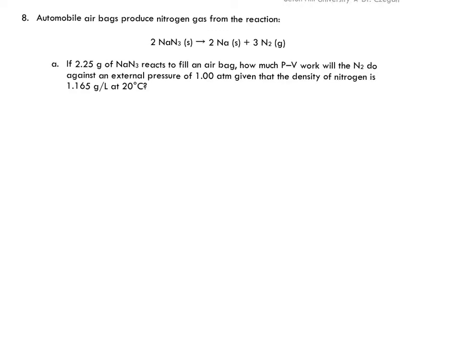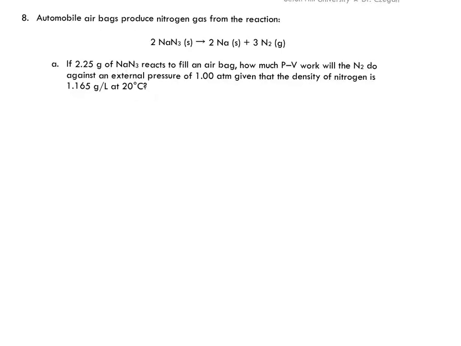Airbags produce nitrogen gas from the reaction 2NaN3 solid breaks down into 2Na solid and 3N2 gas. So we have a solid that decomposes to form a gas. If 2.25 grams of NaN3 reacts to fill an airbag, how much pressure-volume work will the N2 gas do against an external pressure of 1 atm, given that the density of nitrogen is 1.165 grams per liter at 20 degrees Celsius? So we get to bring some stoichiometry into this particular topic.